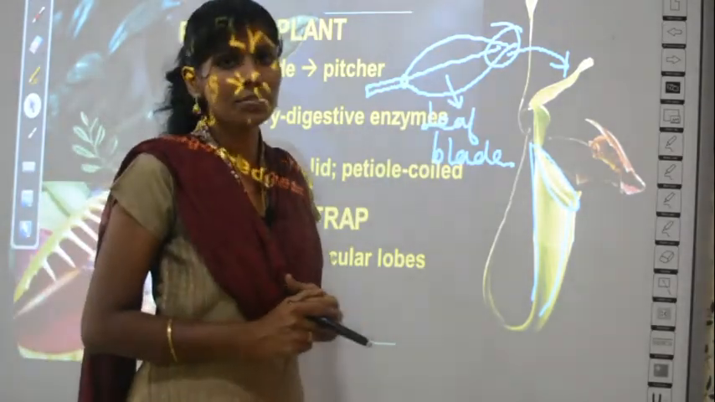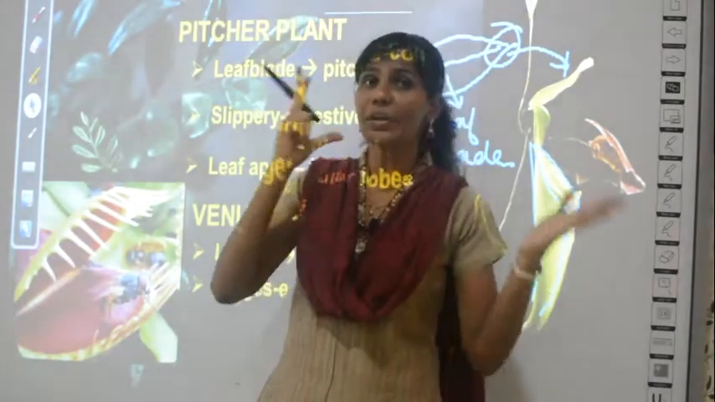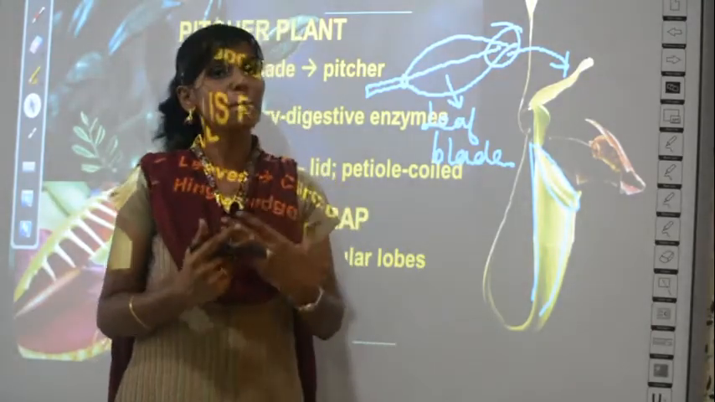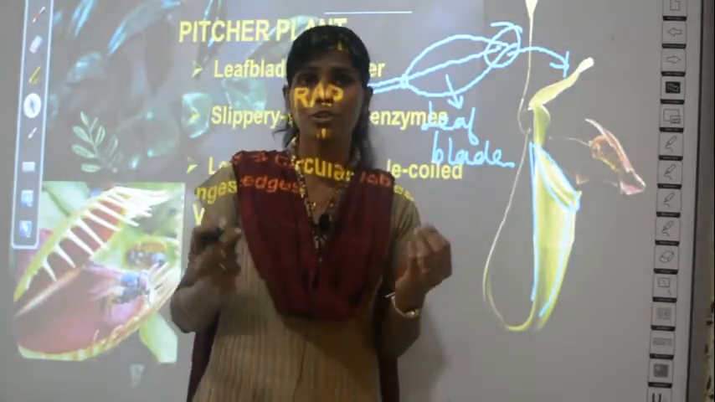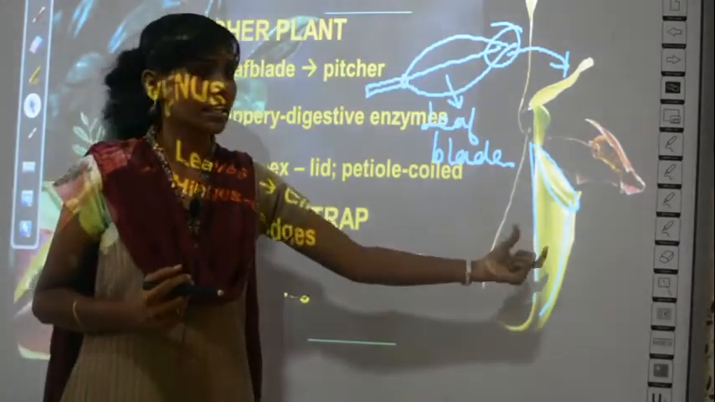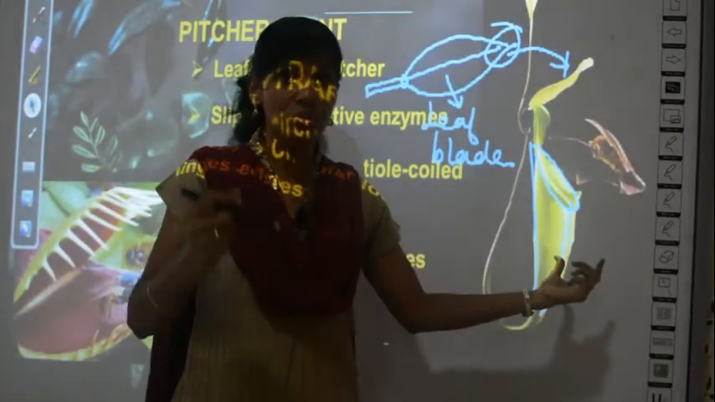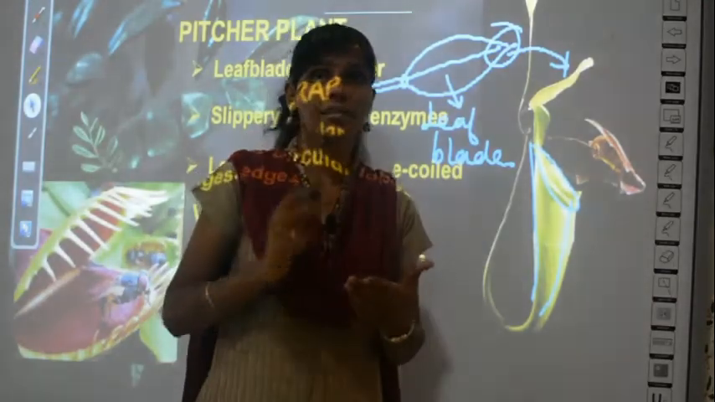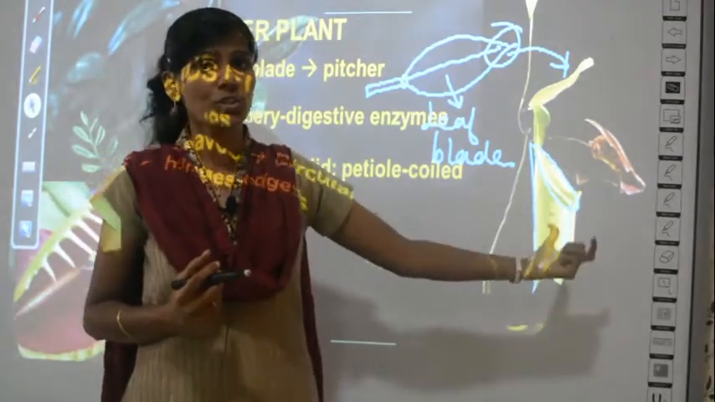What are digestive enzymes? In our body, when we eat, there are many enzymes, no, which will break the larger food particles into smaller food particles. Similarly, in plants also, in some plants you have digestive enzymes which can convert larger or complex substances into simpler substances. So in this pitcher plant, there are digestive enzymes which have the ability to digest the insects. So after digestion, what will happen? The plant can get the nutrients, mainly nitrogen.